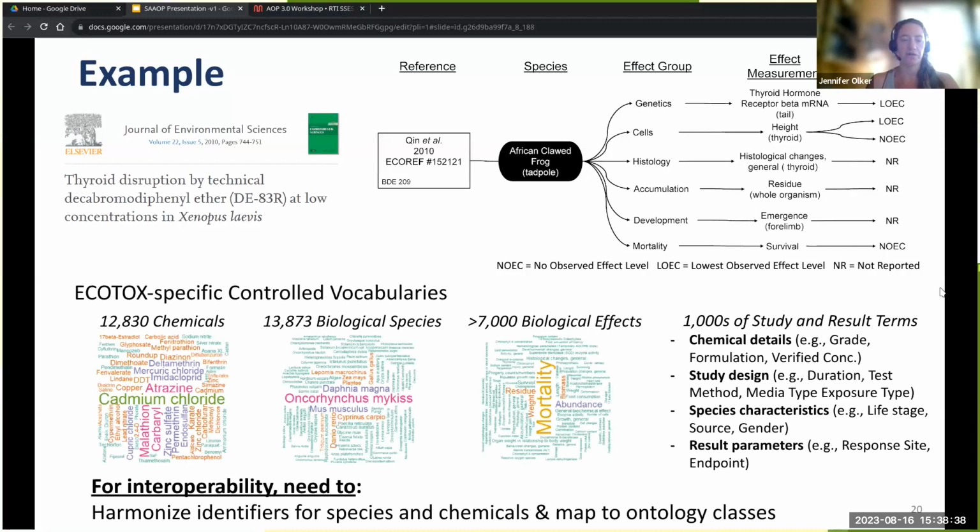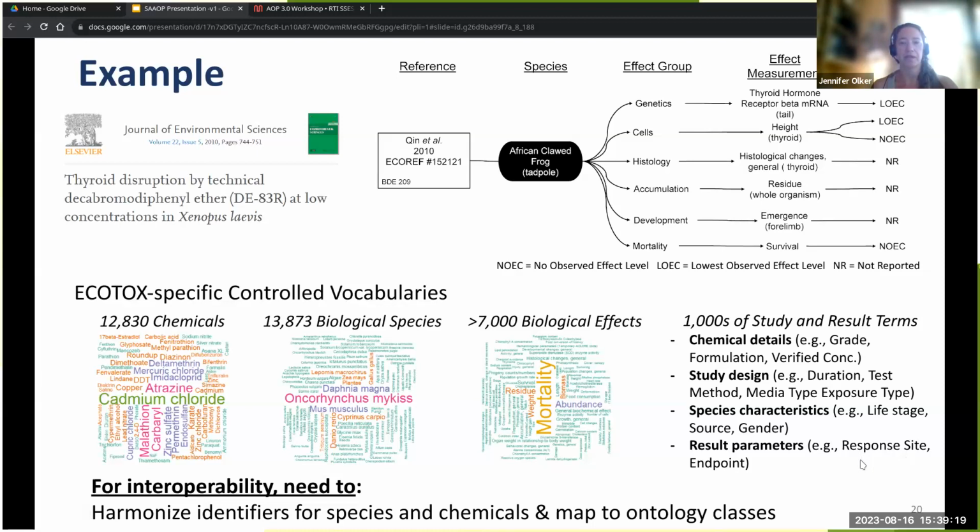So this has been done for over 53,000 references that we currently have on the public ECOTOX website, which results in our ECOTOX-specific controlled vocabularies consisting of over 12,000 chemicals, over 13,000 species, and over 7,000 biological effects that have been measured in these papers, along with thousands of study and result terms talking about the chemical details, the study design, the species characteristics, etc. So clearly this is a lot of information, and given the long history of ECOTOX, it has developed really focused on our small, narrow world of ecotoxicology in the published literature.